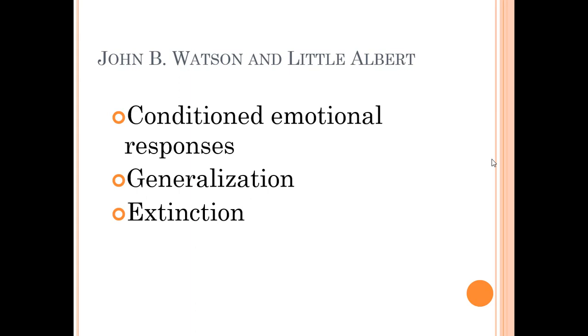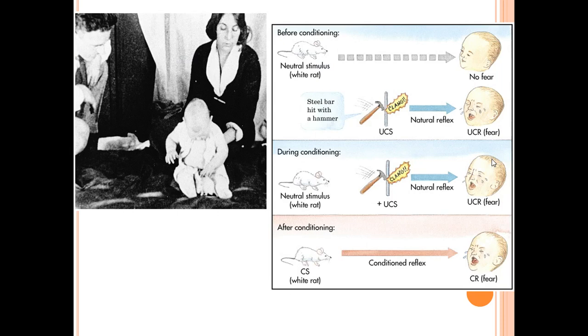John B. Watson was sure that he could classically condition anyone to be a good person or a bad person. And with Little Albert, what he was trying to do is to classically condition Little Albert to have a phobia. So what did he do? He tried to create a classical conditioning response here to a white rat.